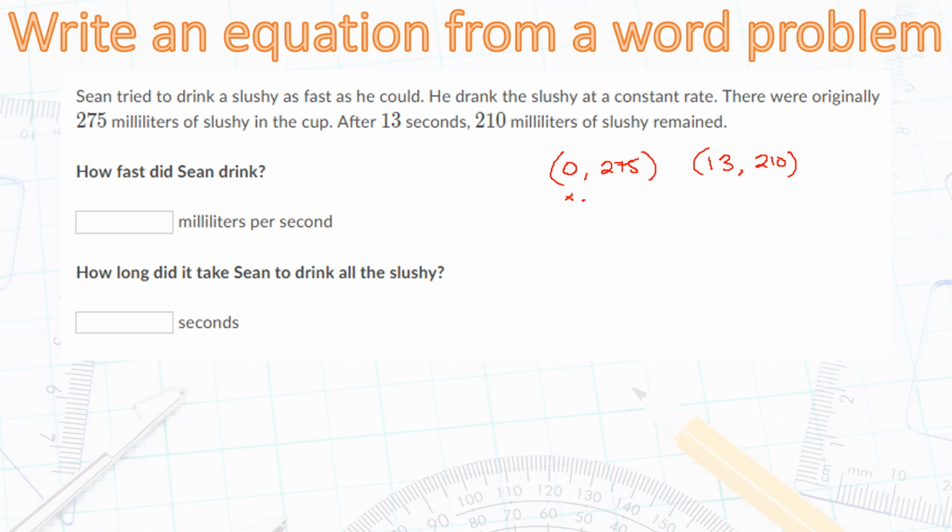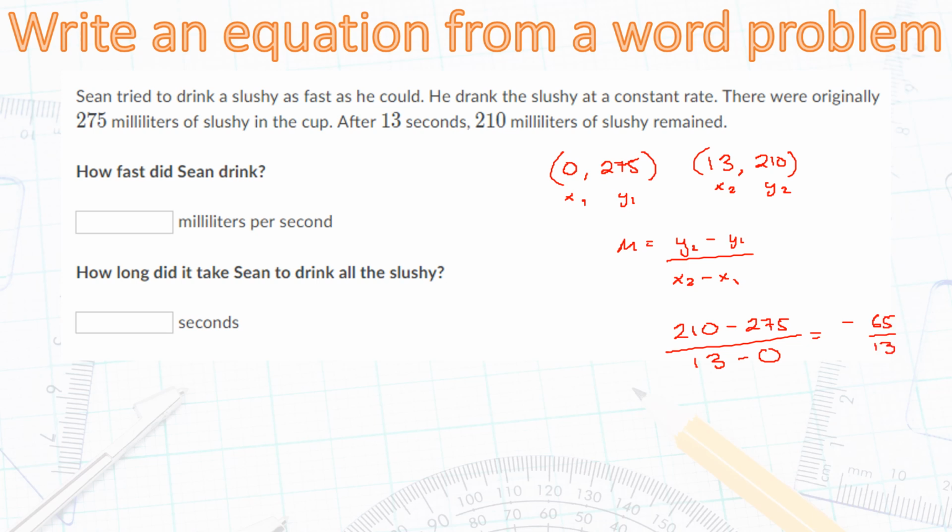So we got x1, y1, x2, y2. Slope formula, y2 minus y1 over x2 minus x1. So subbing in my values, that would be 210 minus 275 over 13 minus 0, which would be negative 65 over 13, which is negative 5. So we got negative 5 milliliters per second, which makes sense. The slushie amount is going down. So minus 5. So how fast does Sean drink? He's drinking at 5 milliliters per second, but the amount in the cup is going down by minus 5.